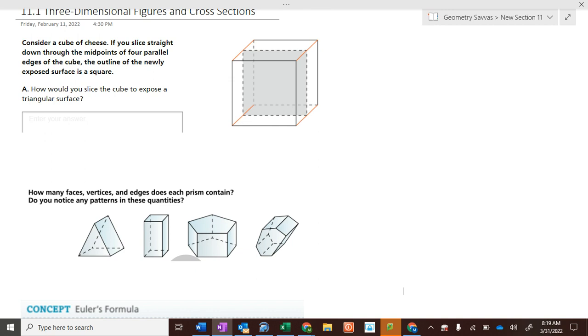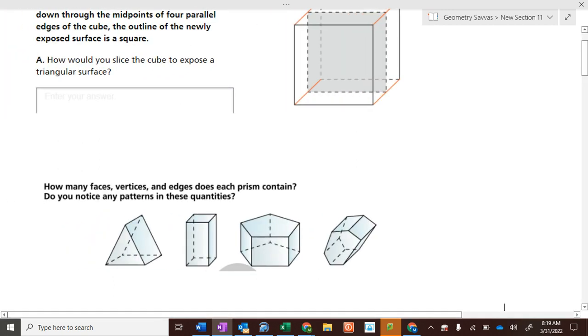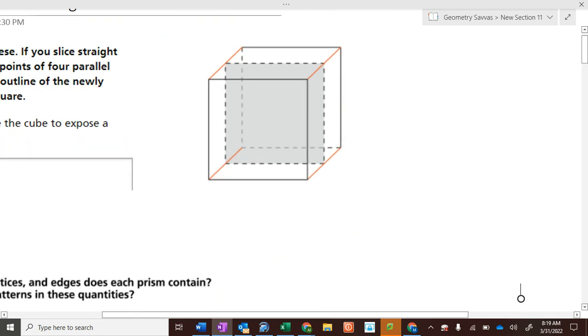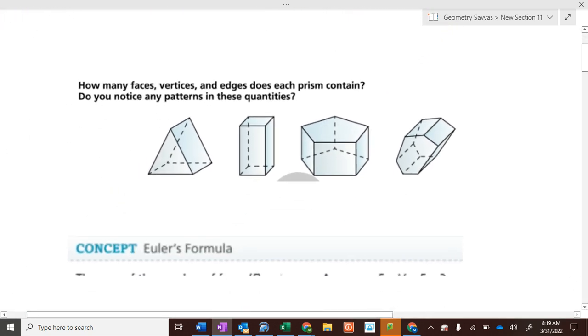How can you slice that cube of cheese so you make a triangle? Where you'd see a triangle. Cut off a corner. Absolutely, Cooper. Cut off a corner. So you take this, you kind of slice this way, which would slice this way, which would slice this way, and you'd see a triangle. Okay? So this is called a cross section. We'll talk about cross sections here a little bit more in a bit.